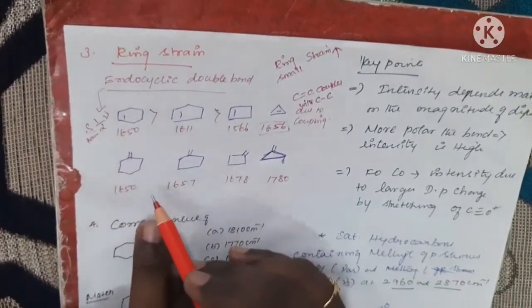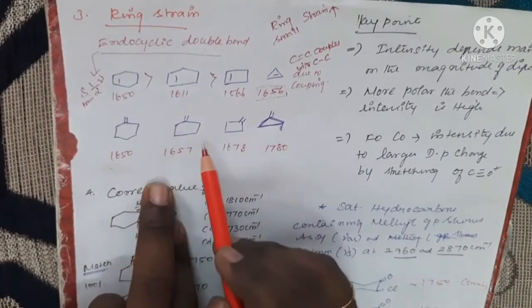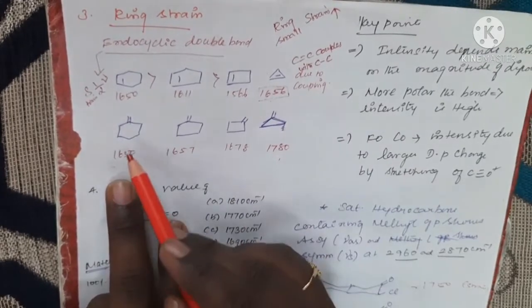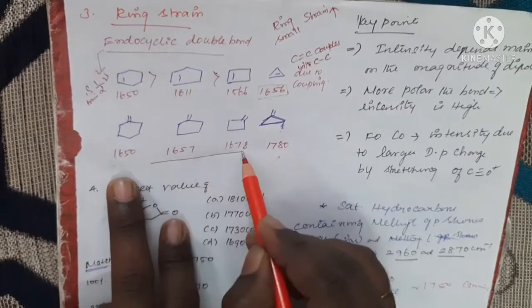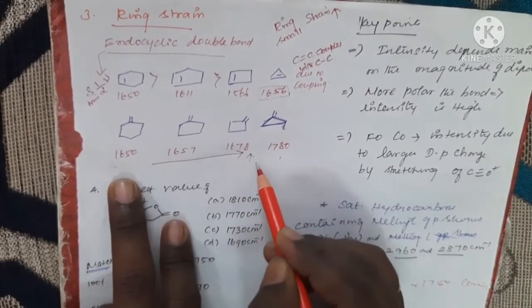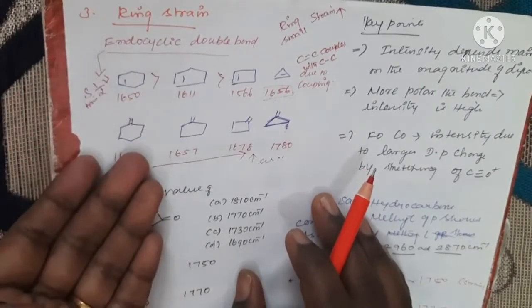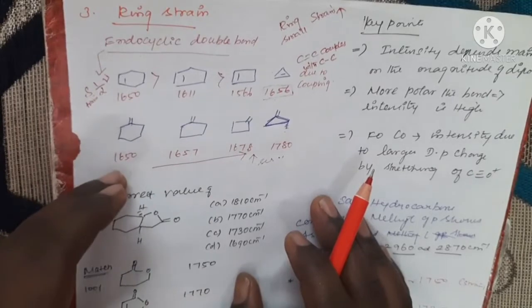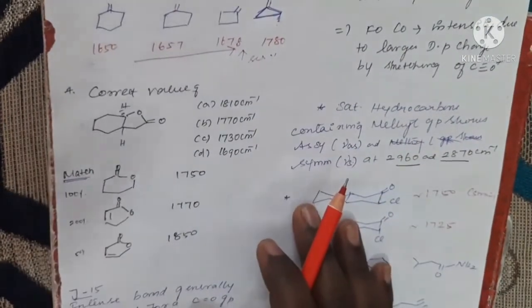Okay, and here is the endocyclic double bond, after that the exocyclic double bond. In an exocyclic double bond, the ring strain increases the frequency. So from 6-membered ring to 3-membered ring, the frequency increases. Okay, so different cases for endo as well as exo. For an endocyclic double bond, the value decreases. For an exocyclic double bond, the value increases. So you might have to know that.